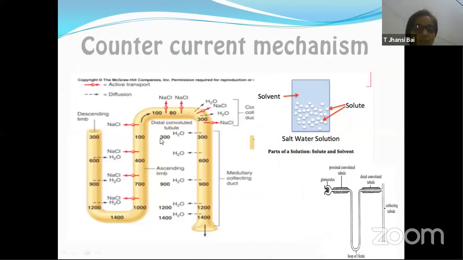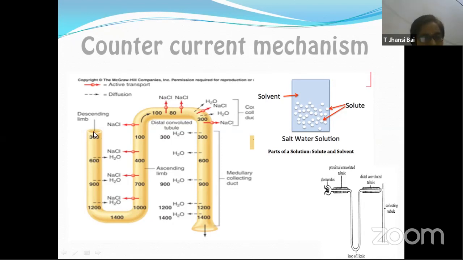Now, let me come to this picture. Don't get scared by looking at these figures. I just want to explain this particular concept. Let's concentrate on these numbers given here. In the descending limb, we have something called 300. That means per liter of solvent, we have 300 solute particles.